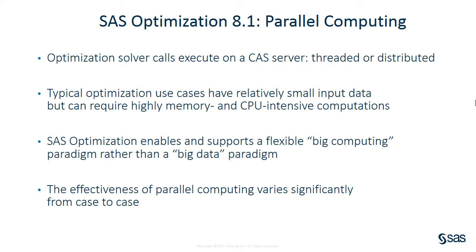Another aspect specific to optimization is that the magnitude of performance improvements in optimization algorithms from using distributed processing can vary on a case-by-case basis. There are even situations where using more nodes can increase computation time, and thus it's important to be able to specify a number of nodes that's appropriate for the specific situation. We'll see how PROC OPTMODEL in SAS Optimization 8.1 supports this capability.